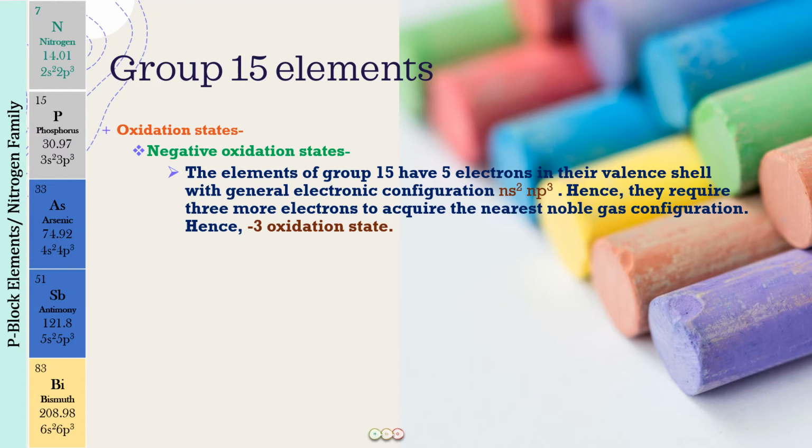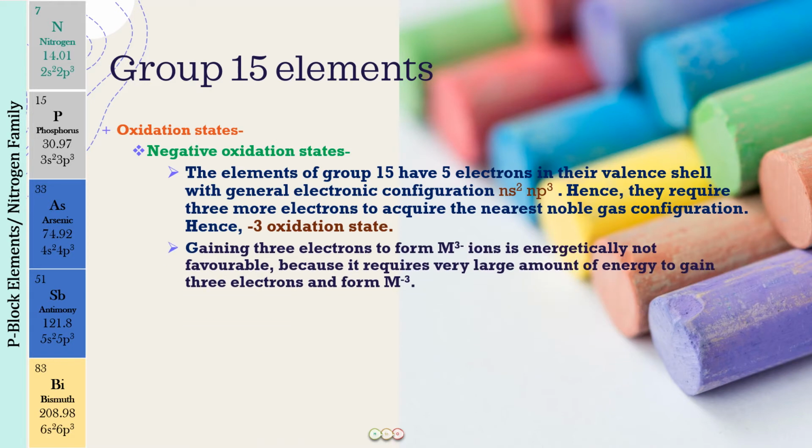But now there is another problem. The gaining of 3 electrons to form the M3- ion is energetically not favorable. Why is it not favorable? Because a large amount of energy has to be given to the atom so that it can gain 3 electrons and form the M3- ion. When 1 electron enters the neutral atom, we first form M plus electron giving M-. Here the energy is released in the formation of M-. But then we have to add another electron.